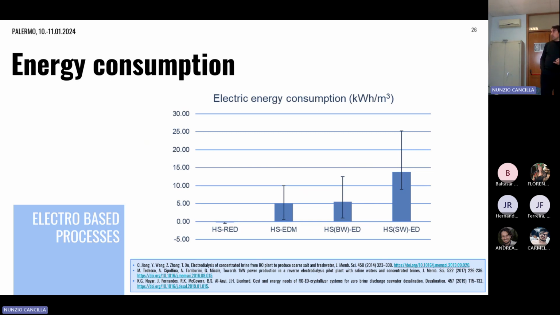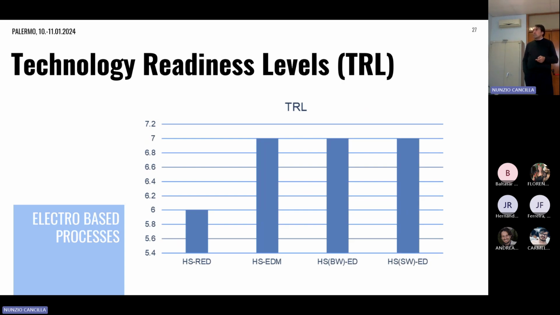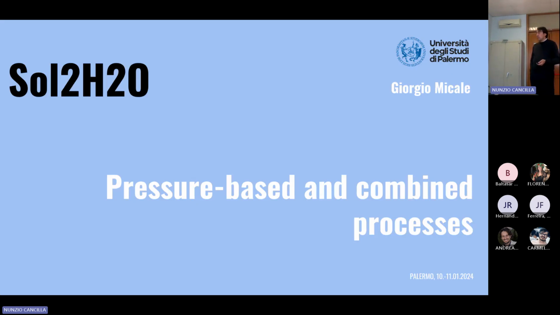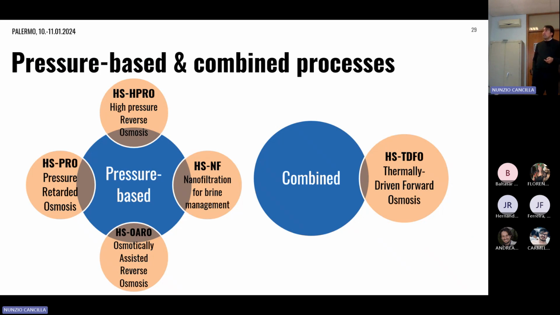So this is a scheme for, of course, energy consumption, depending on the different technologies. So high salinity electrodialysis or electrodialysis metathesis. Of course, for reverse electrodialysis, you don't have an electrical consumption, but a net positive production. And you see here that for the technological readiness level, still there is some way to go for the reverse electrodialysis technology.